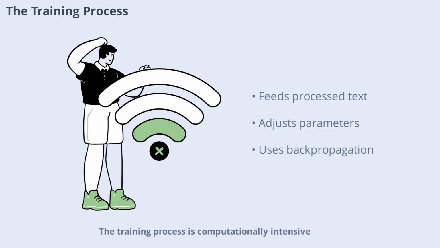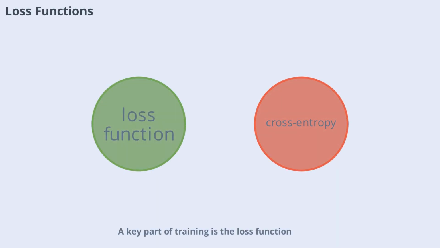The training process is computationally intensive, often requiring powerful hardware and specialized software. A key part of training is the loss function, which measures how far the model's predictions are from the correct answers. Common loss functions for language models include cross-entropy loss, which penalizes incorrect predictions more heavily. By minimizing the loss function, the model learns to make better predictions over time. Understanding loss functions is essential for optimizing model performance.